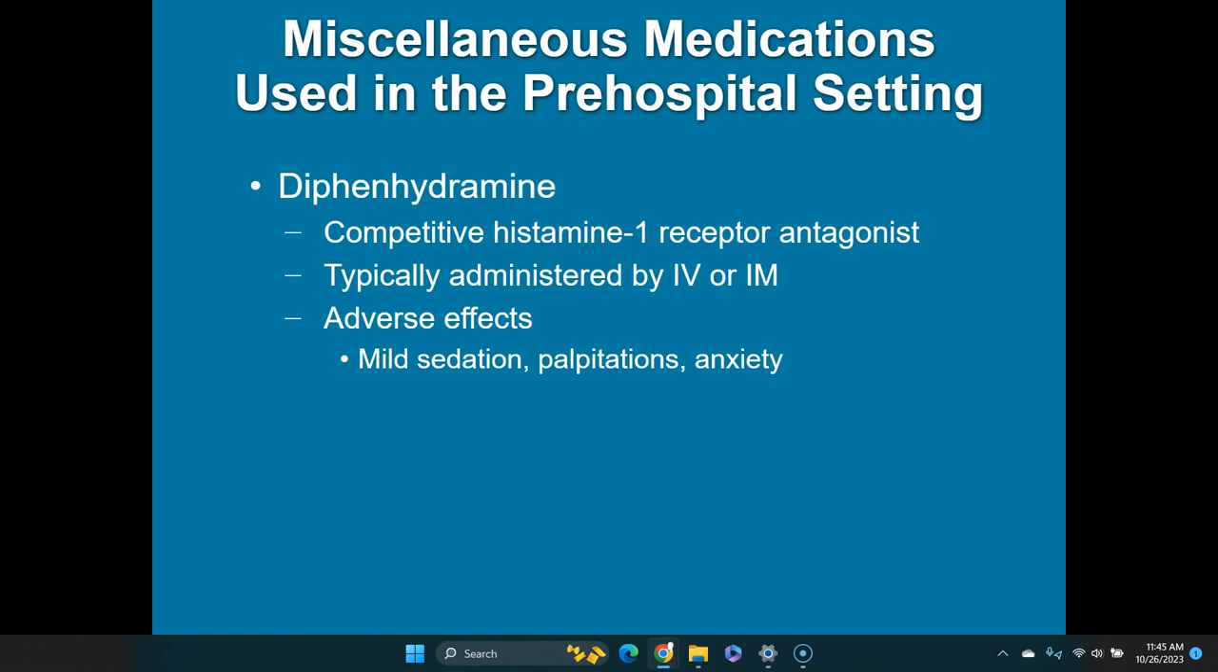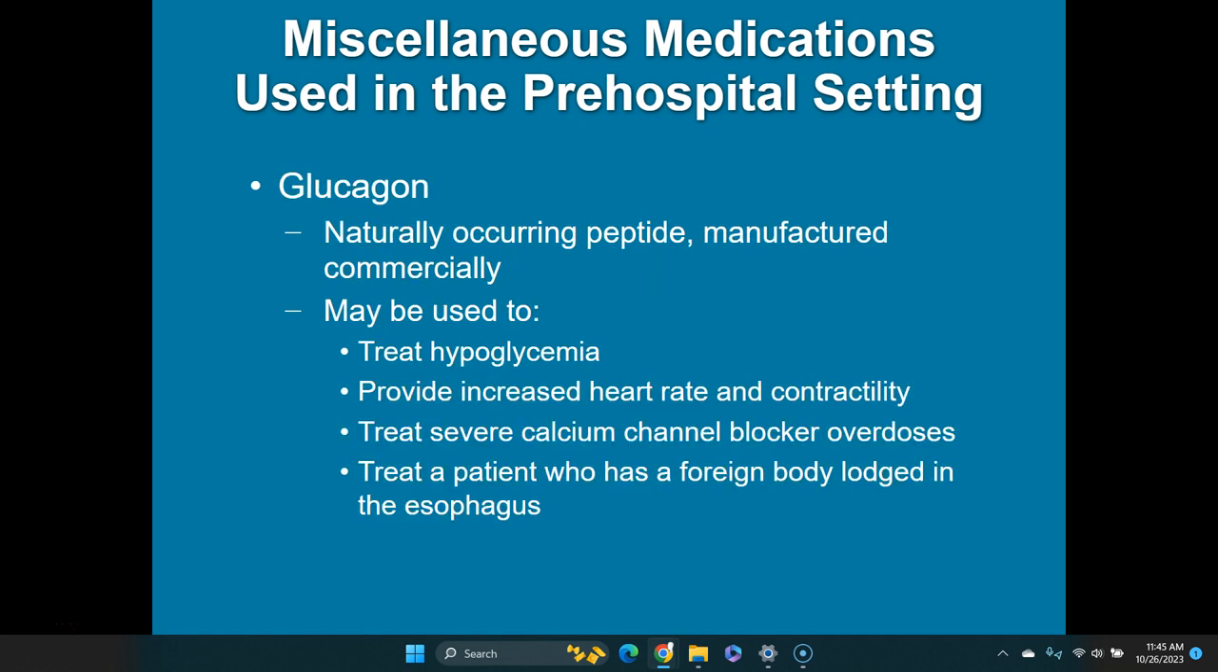There's diphenhydramine. Glucagon, naturally occurring peptide manufactured commercially. Use it to treat hypoglycemia whenever you can't get an IV. It is very expensive per dose, though, so we want to try to get an IV several times before we switch to glucagon. Provides increased heart rate and contractility. Treats severe calcium channel blocker overdoses.